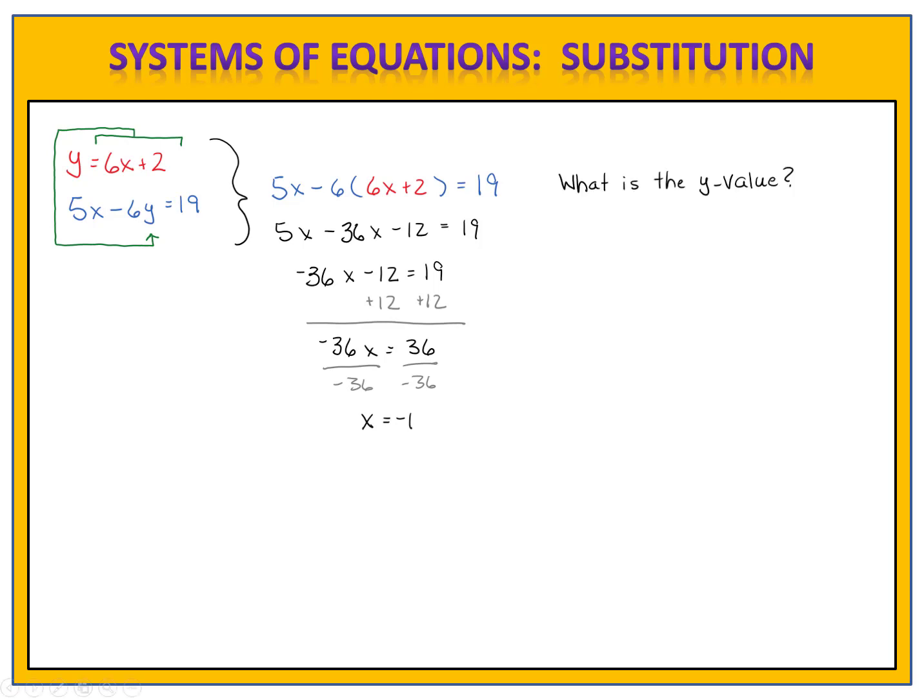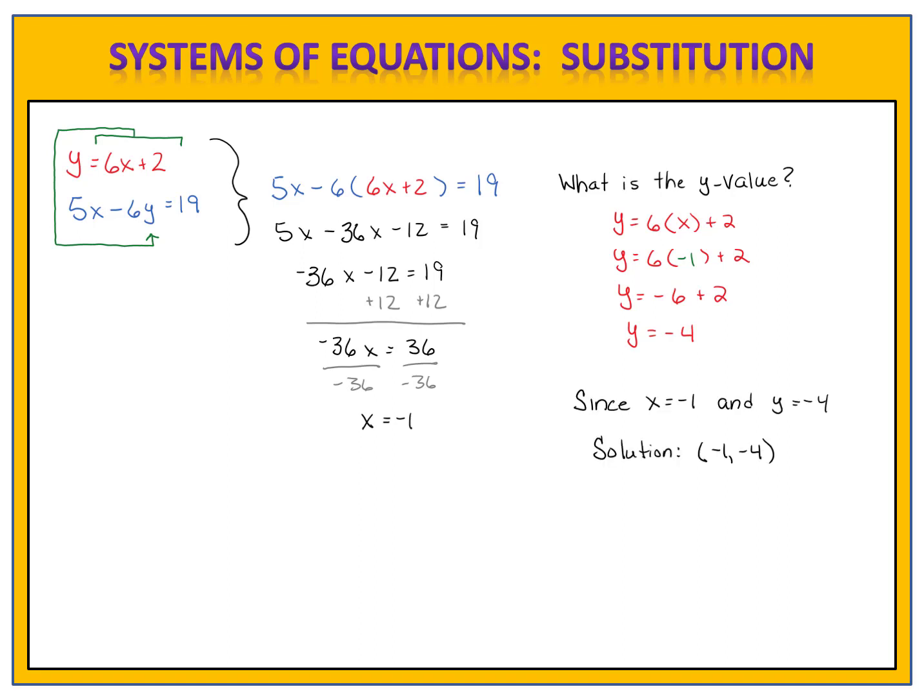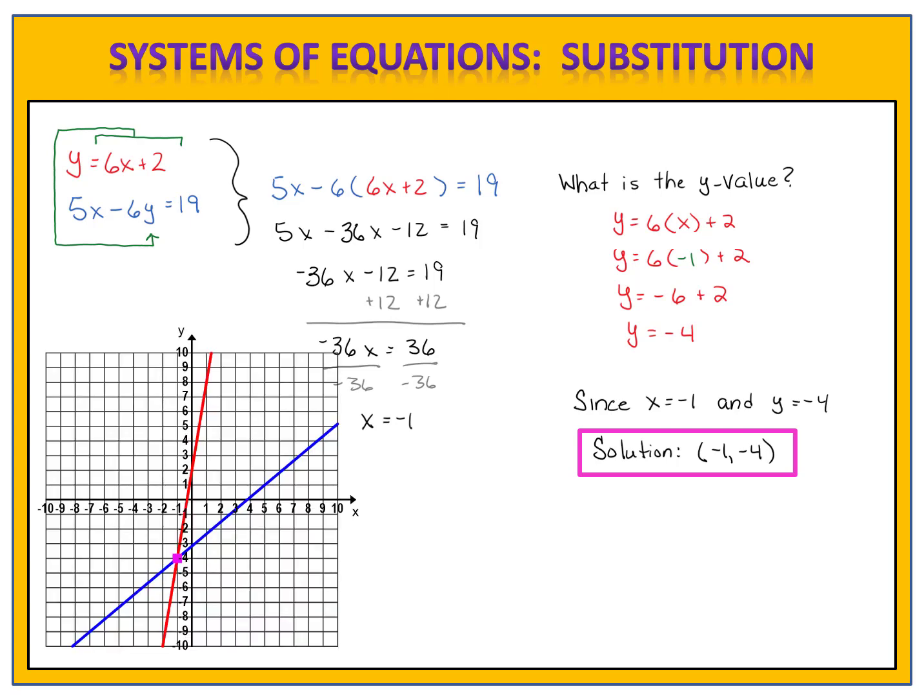Now we have to determine the corresponding y value. We use the equation y equals 6x plus 2, substitute negative 1 in place of x, and then evaluate. We find that y is equal to negative 4. Since x is negative 1 and y is negative 4, the solution is the point negative 1, negative 4. Again, we can confirm this by looking at the graph of the lines, and we see that they intersect at the point negative 1, negative 4. Negative 1 and negative 4 are the values for x and y that make both equations true.